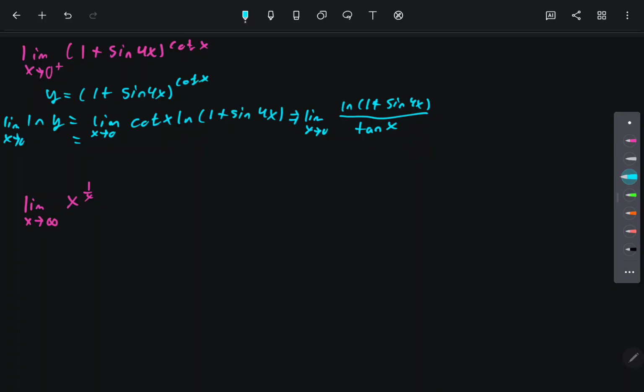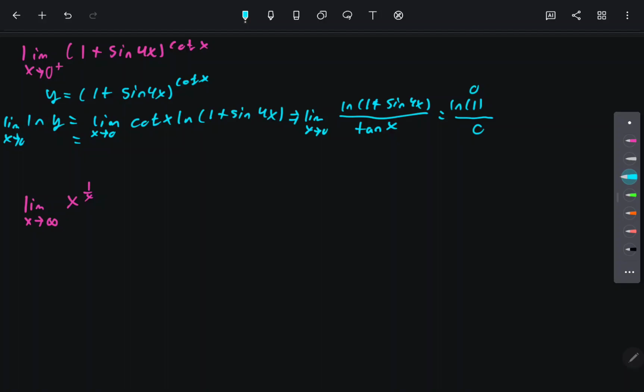So now that we have this expressed like this, we can now see if L'Hopital's rule will apply. Well, if we plug in 0, the numerator is going to become the natural log of 1. The natural log of 1, as we know, is 0. And tangent of 0 is sine of 0 divided by cosine of 0, which is also 0. So we see that this is a 0 over 0 indeterminate form.